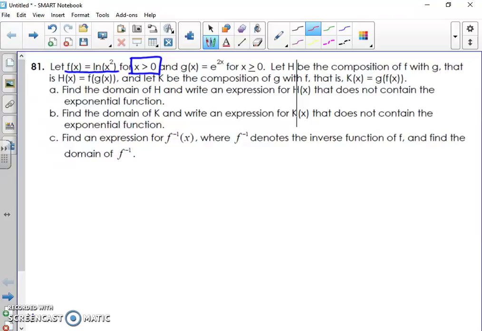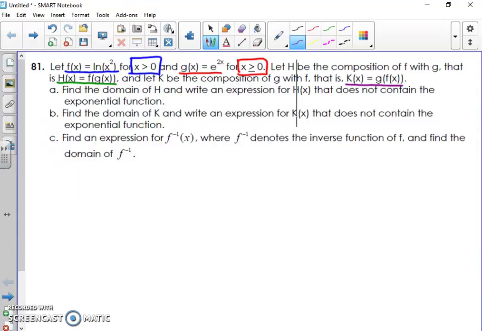It also gives us g of x and the domain for g of x, which is x is greater than or equal to 0. And then it tells us that h of x is the composition of f with g, so that's f of g of x. And it tells us that k of x equals g of f of x.